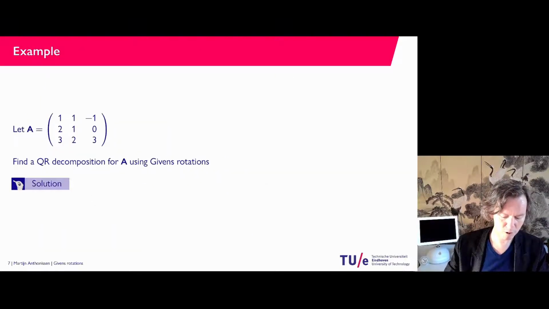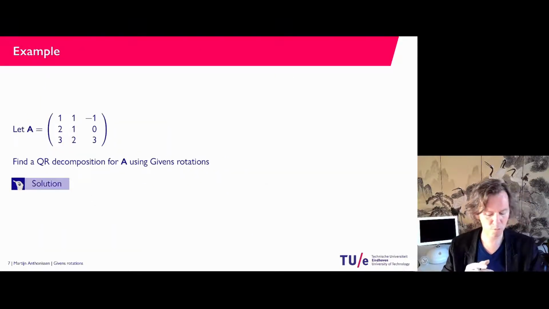So let's look at an example. Here I have the matrix with columns. The first column is 1, 2, 3, the second column 1, 1, 2, and the last column minus 1, 0, 3. And I am going to try and transform this into upper triangular form using Givens rotations.